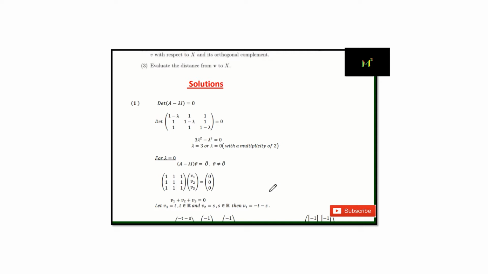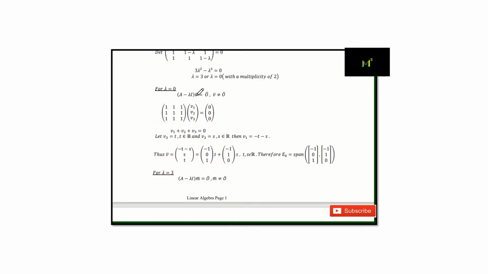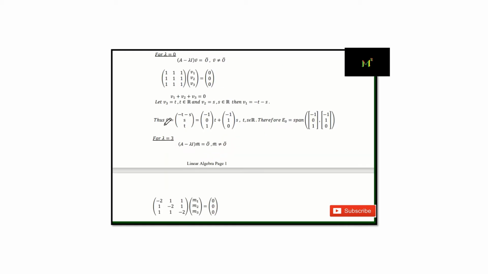The first eigenvector that we're going to find is the one associated with eigenvalue 0. Remember that our eigenvector is not supposed to be 0 in this case. You do that and you'll find that your eigenvector v is given by this. So this basically means that our eigenspace for eigenvalue 0 is now spanned by that.